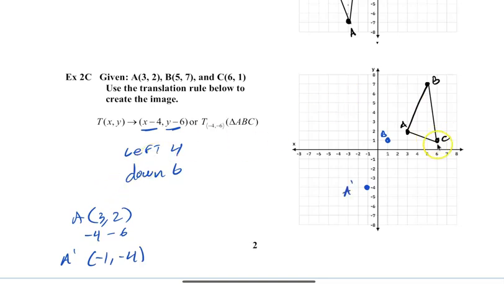Do the point, or you can just do it physically, like left 4 and down 6. That gets me. So left 4, 1, 2, 3, 4, and down 6. 1, 2, 3, 4, 5, 6. Like that. And then connect them. And you got your translation.